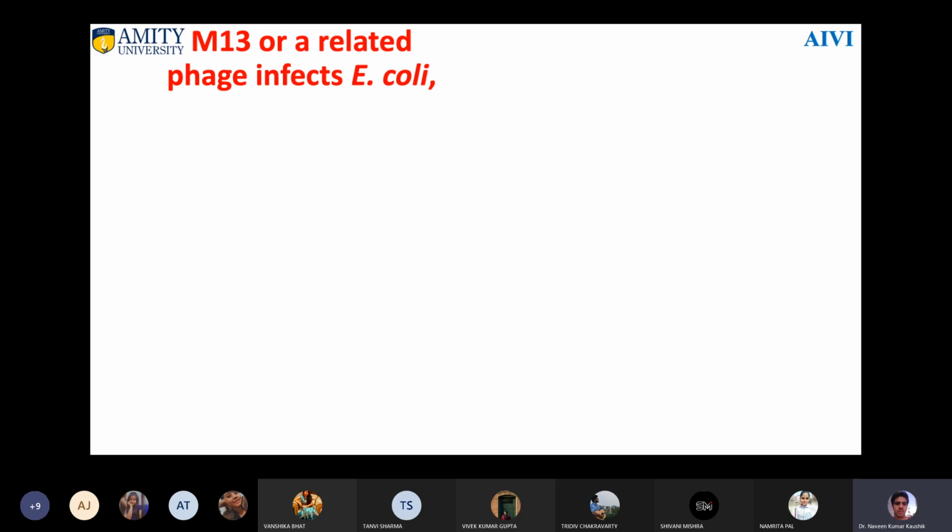The first thing to remember is that whenever you use the term bacteriophage, we are referring to the viruses of bacteria. If you talk about an independent virus, we give it a name. When we refer to lambda phage, we mean a virus whose name is lambda phage. Next is M13. M13 is another virus of bacteria, and it also infects E. coli.